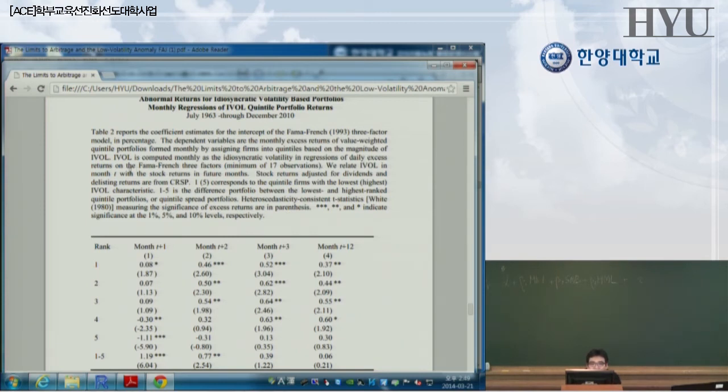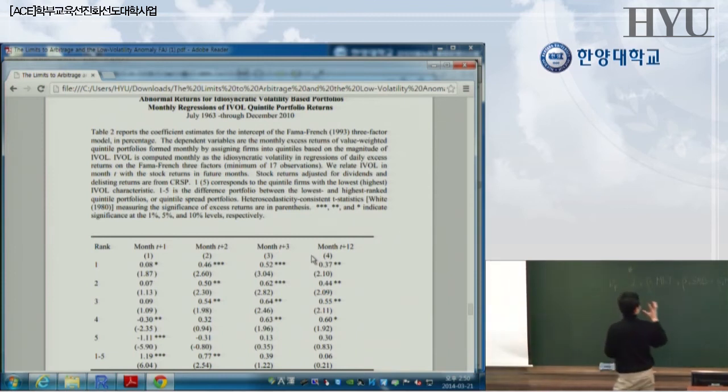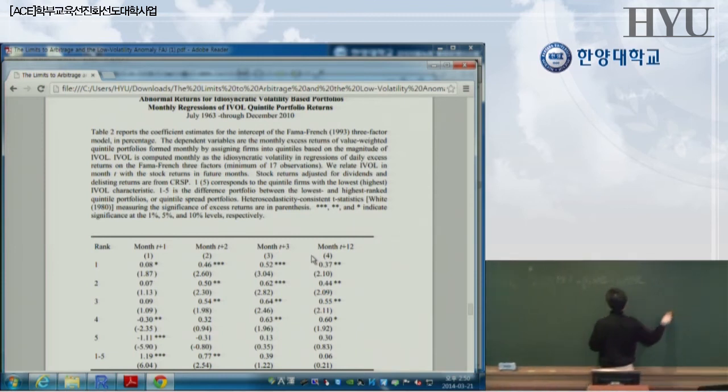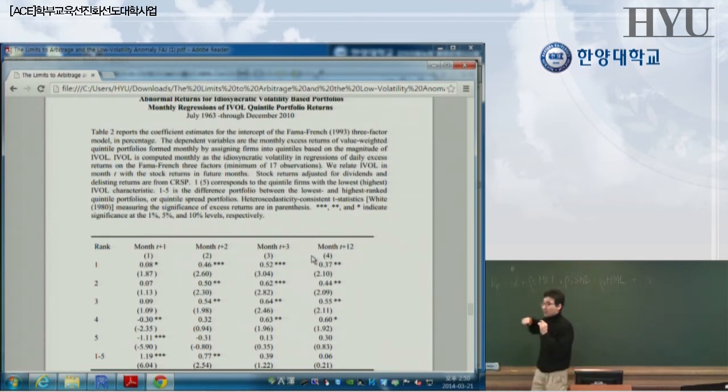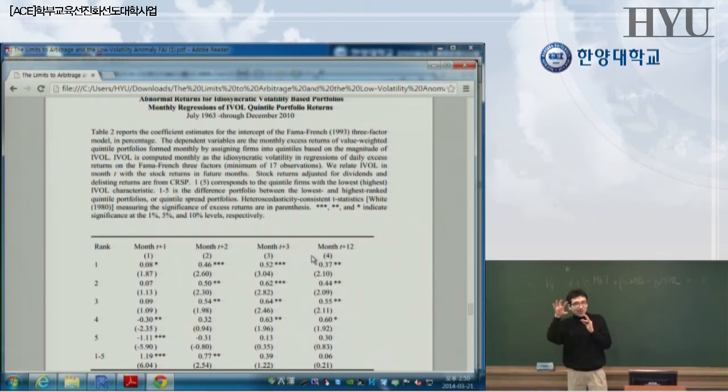We relate eyeball in month t with the stock return in future months. So every month we calculate this, and then we relate it to future months: month t plus 1, month t plus 2, month t plus 3, up to month t plus 12. Again, every month we run this regression, and for each stock we calculate this, and then we classify stocks into 5 groups, and for each group we run the regression again from this month.